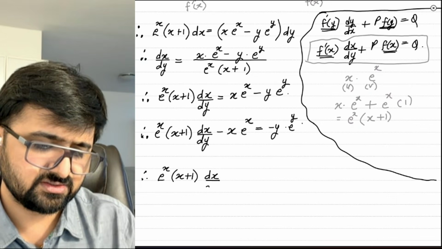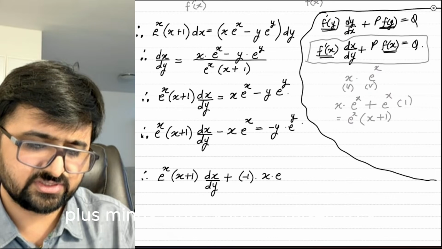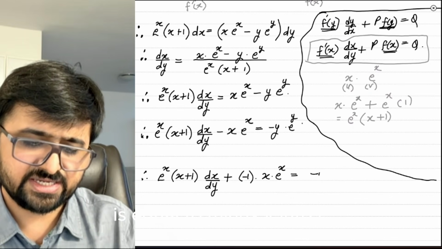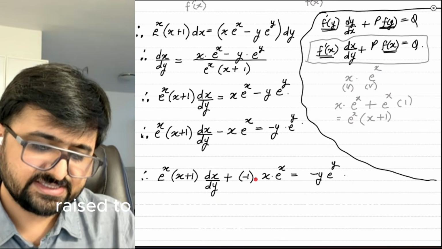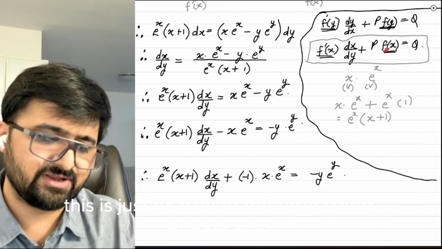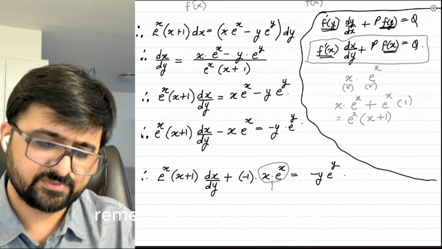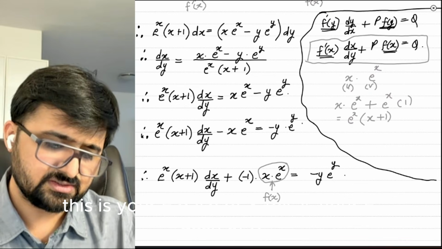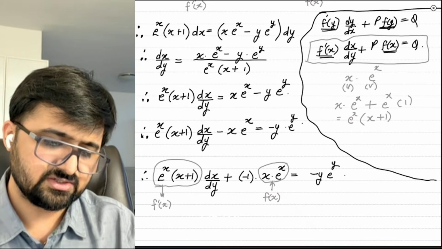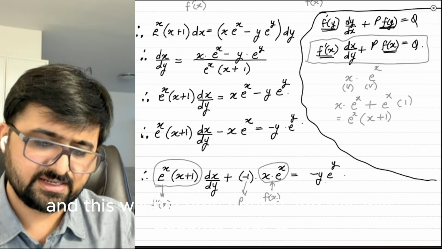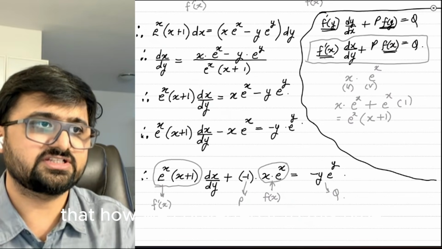dx by dy plus minus 1 into x into e raised to x is equal to minus y into e raised to y. So what happens by doing this is it is exactly of the form p into fx. Okay, this is exactly of the form p into fx. So this is your fx. Remember, this is your fx. This is your f dash of x. This is your f dash of x. Okay, and this will become your p and this will become your q. I hope that makes sense, how we converted it to this type.